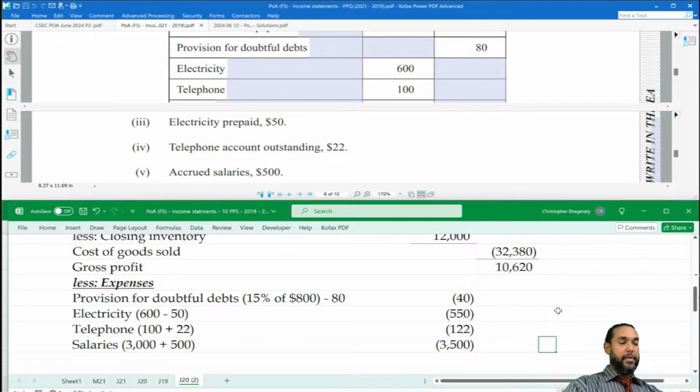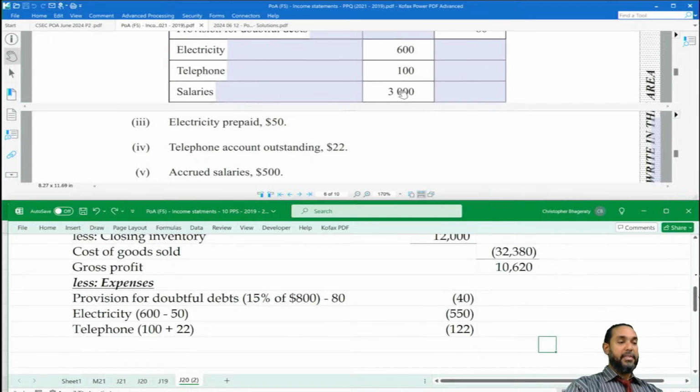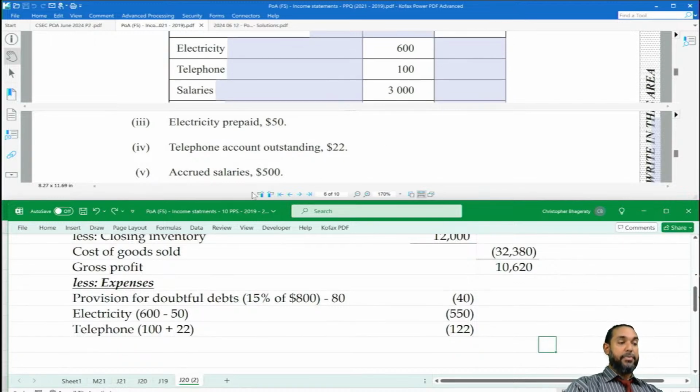Next, after that, we have salaries. Salaries is 3,000. But what is it here? Accrued salaries. So what does that mean? It means that we didn't pay something we were supposed to. So we didn't pay $500 worth of salary. So what we have to do is add that on to the 3,000 from here. 3,000 plus 500 is 3,500. So once again, you're going to add your accrued portions onto your trial balance figures. Any prepaid item you have to subtract.